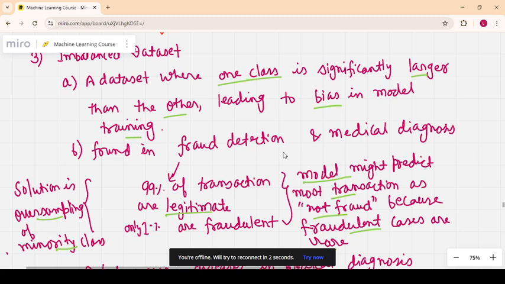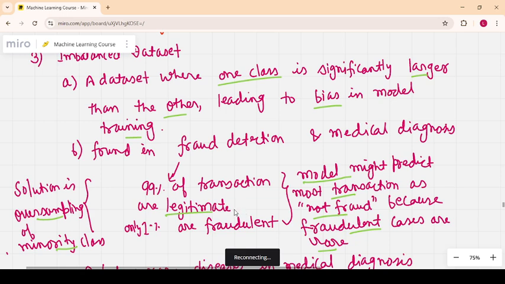So the model might predict most transactions as not fraud because fraudulent cases are rare. If I take 100 samples, 99 are legitimate and only one is fraudulent. So for any transaction, the model will predict legitimate. It will lead to a bias in the model. That is not good for a machine learning practitioner. So how to solve this problem?